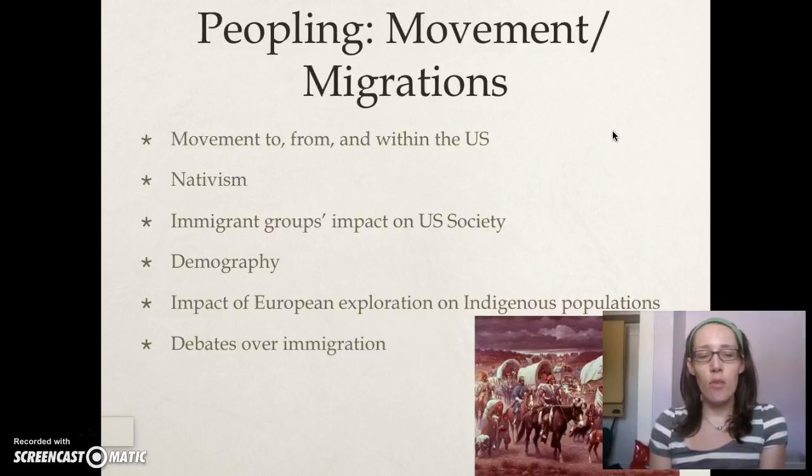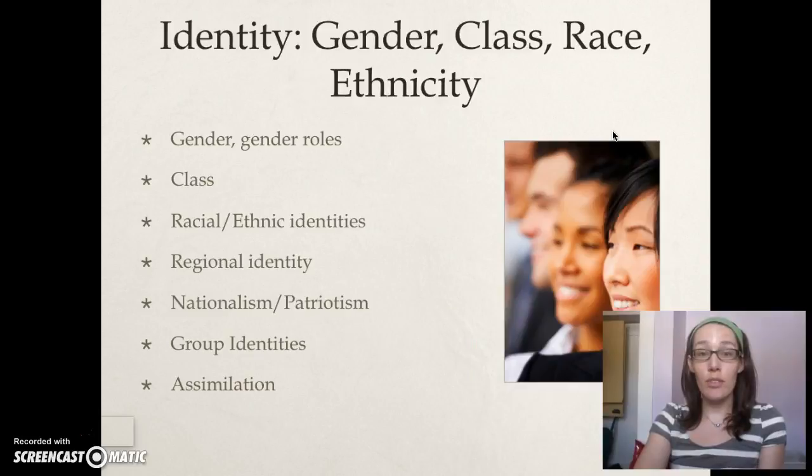Again, you can see an overlap to some of the other categories. For example, you could think about how migration also impacts the identity category, which we'll get to in just a second, right? How people kind of culturally or ethnically form communities as a result of migration. And here we are with identity, speaking of.